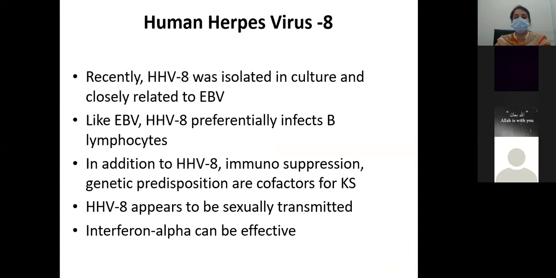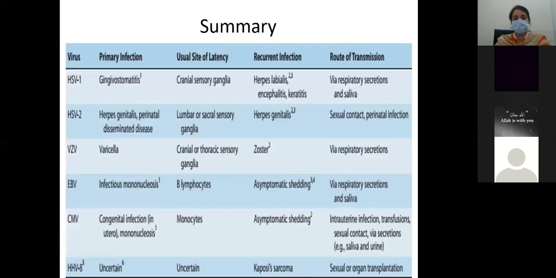Recently, human herpes virus 8 was isolated in culture and is closely related to Epstein-Barr virus. Like Epstein-Barr virus, it preferentially infects B lymphocytes. In addition to HHV8, immunosuppression and genetic predisposition are cofactors for Kaposi sarcoma. HHV8 appears to be sexually transmitted, and interferon alpha can be effective.